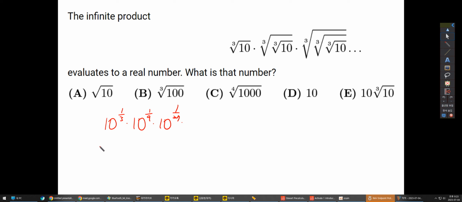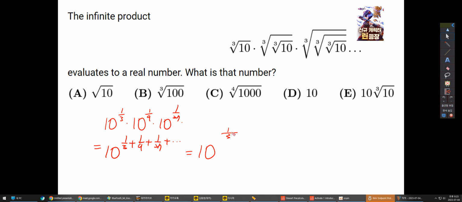So if we keep multiplying like this, for the exponent, we keep adding this, and that makes the infinite geometric series. So the first term is 1/3, and the common ratio is also 1/3.